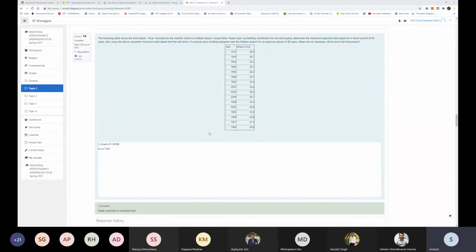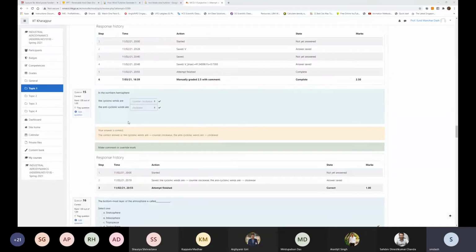So this one is that. So 2.5 for one answer, since he has corrected one question. In the northern hemisphere, the cyclonic winds are in which direction? This is counterclockwise. Anticyclonic winds are clockwise. This is pretty general.